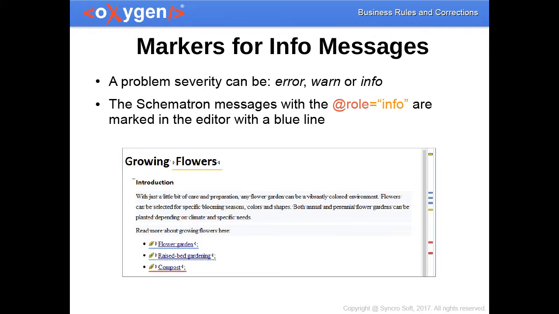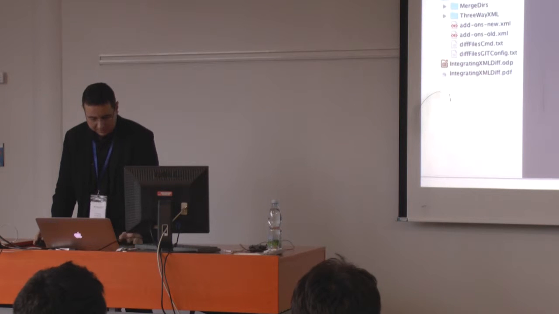So a problem can have different severities. You can have a problem as an error, or as a warning, or as an info. And this is presented in Oxygen with different colors. It's presented with red for the error, yellow for the warning, and we added also a blue color for info, or blue highlight. And in Schematron, this severity is controlled by the role attribute. You can set the role to info, and these messages will be highlighted in the editor. And I will show you an example.